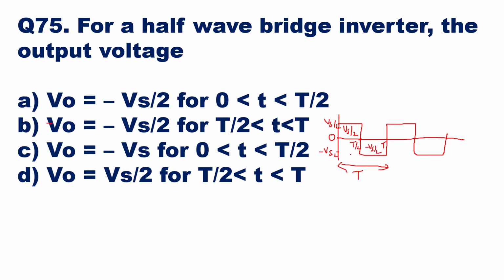So here in these options, if you see, it is minus Vs by 2 for t by 2 to t. So from here till here, it is minus Vs by 2. So option B will be the right answer. Output voltage is equal to minus Vs by 2 for the half time period to the full time period cycle.